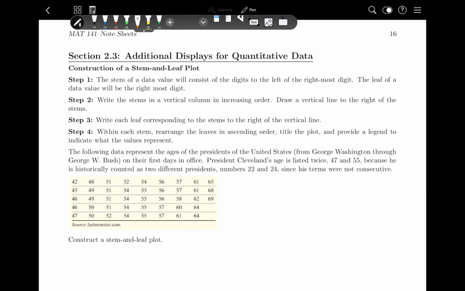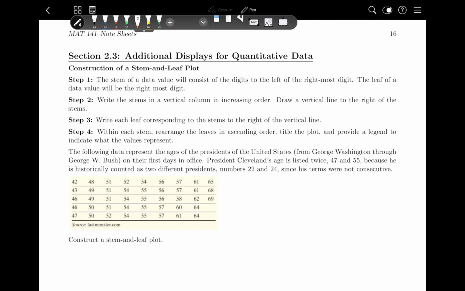2.3. So the first option here is a stem and leaf plot. Stem and leaf plots are really nice ways to, by hand, make things that are kind of similar to histograms, but also include the actual data values themselves. So this is good for small amounts of data.